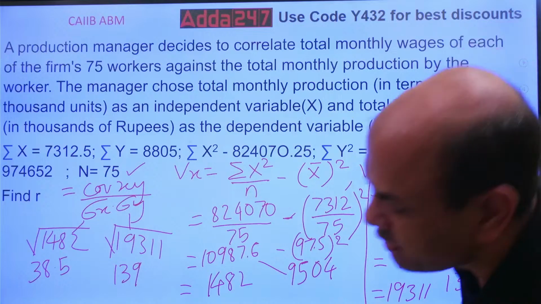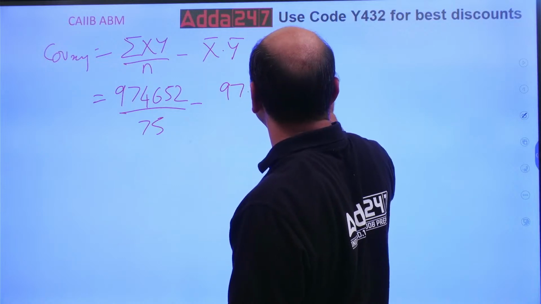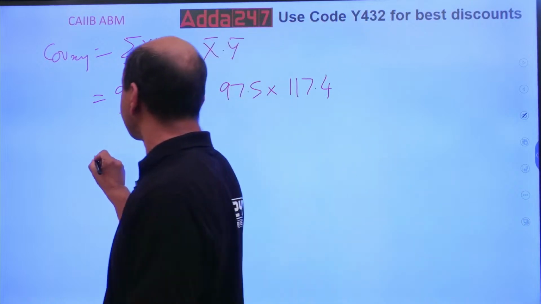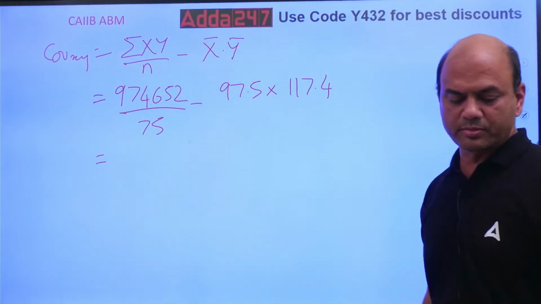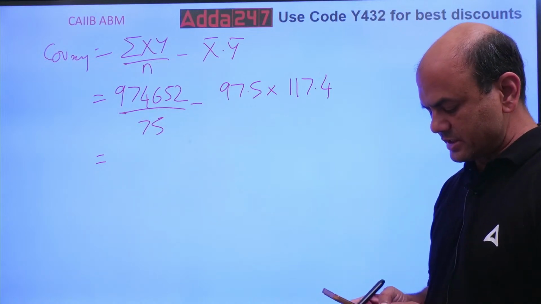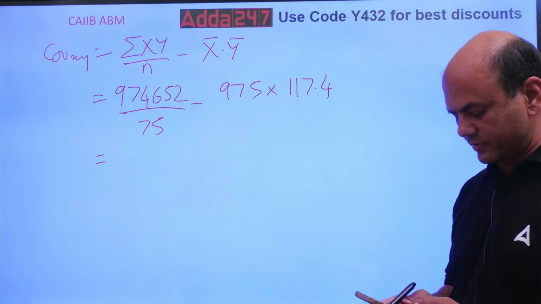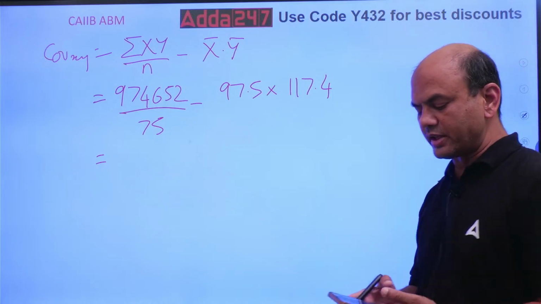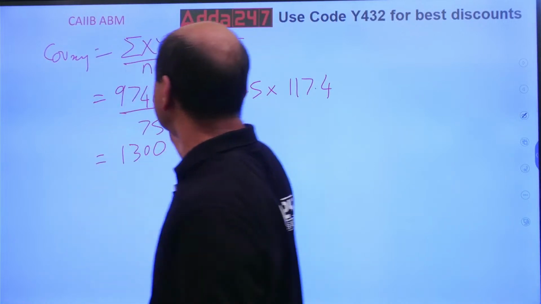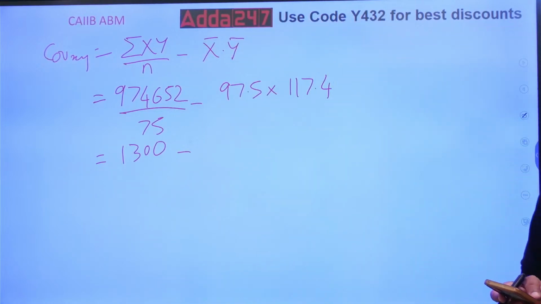117.4. Okay. 117.4. Multiply this now, get the answer everyone. What is the answer? 97462 upon 75. So you get it as 1299, so roughly 1300. 1300. This answer minus, multiply this everyone.